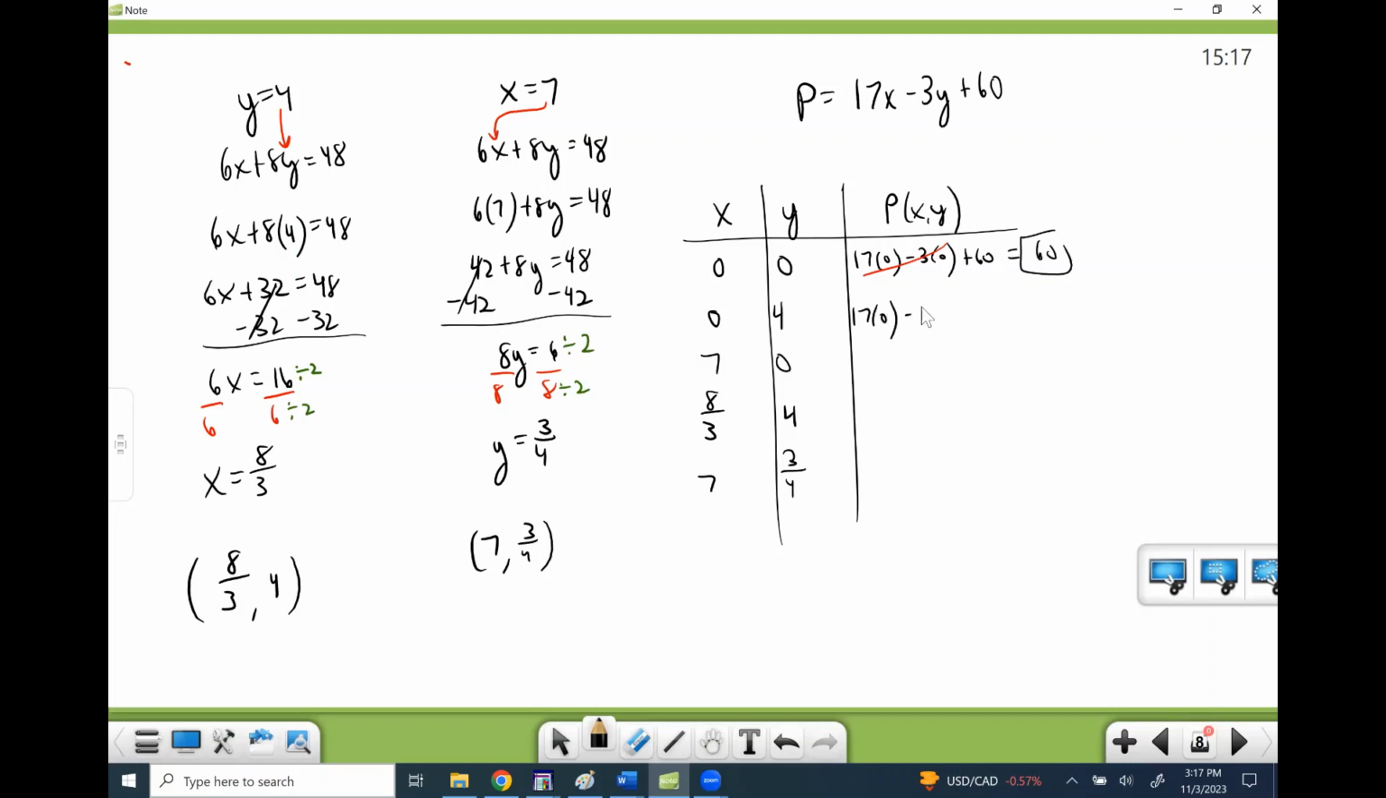17 times 0 minus 3 times 4 plus 60. So this is going to be negative 12 plus 60, so this one's going to be 48. Then 17 times 7 minus 3 times 0 plus 60. So this goes away. 17 times 7, I think that's 119, and then plus 60 to that, 179.